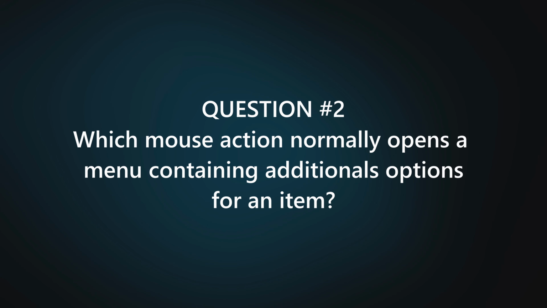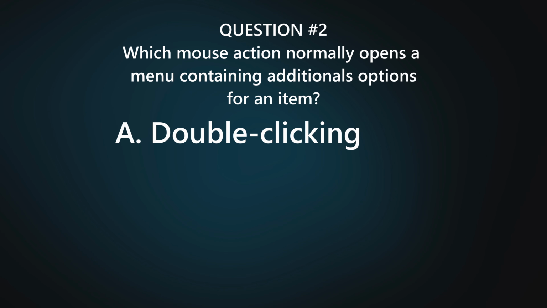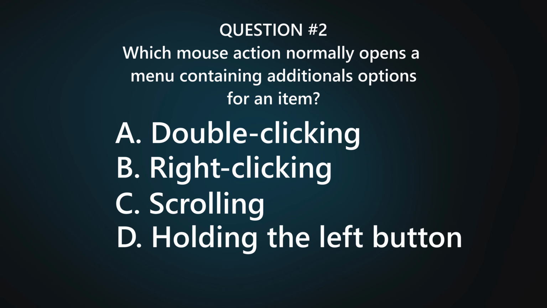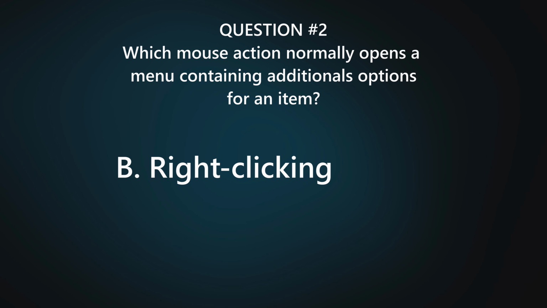Question number 2. Which mouse action normally opens a menu containing additional options for an item? A. Double-clicking. B. Right-clicking. C. Scrolling. D. Holding the left mouse button. The correct answer is B.